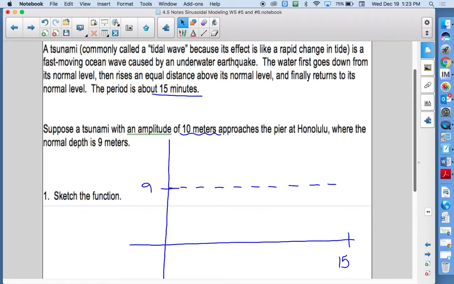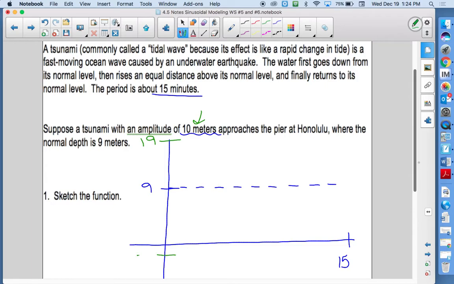Brandon, what else can we use with the information that's given? Since the amplitude is 10 meters, you take 9 plus 10 to get the max, and then 9 minus 10 to get the min. Your max would be 19 meters, and the min would be negative 1 meter. Right, so the amplitude is the distance from that middle level. How high above the middle you go, how far below the middle you go. So the graph goes up 10 meters from the normal level of 9, so it's going to go up to 19, but it also goes down 10 meters from the normal level of 9, so it would go down to negative 1.